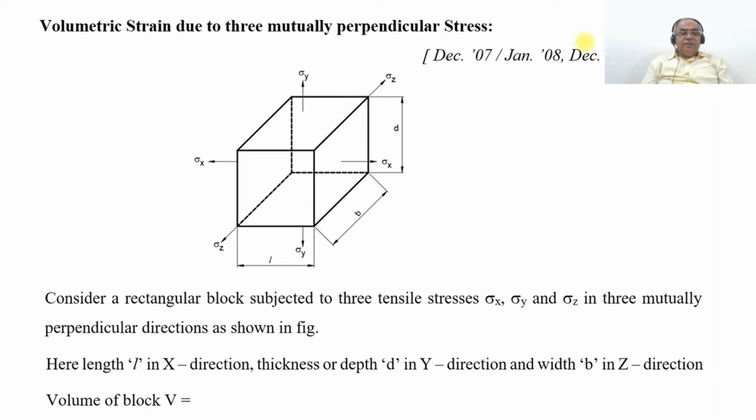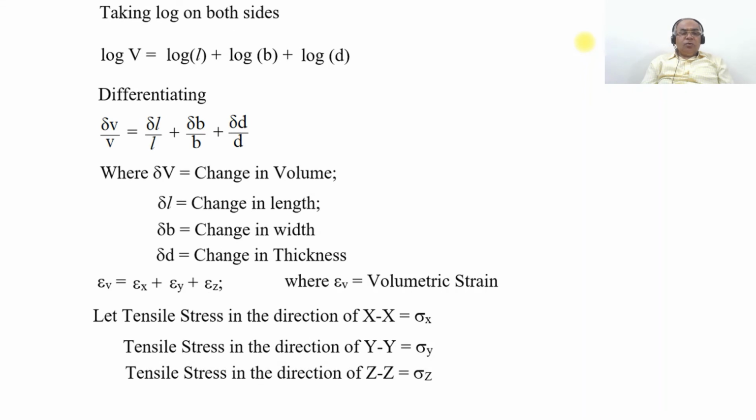Therefore, the volume of the block V will be equal to L into B into D. So taking the log on both sides, log V will be equal to log L plus log B plus log D. Differentiating, 1 by V into delta V, that is delta V by V, is equal to delta L by L plus delta B by B plus delta D by D, where delta V is the change in volume, delta L is the change in length, delta B is the change in width and delta D is the change in thickness.